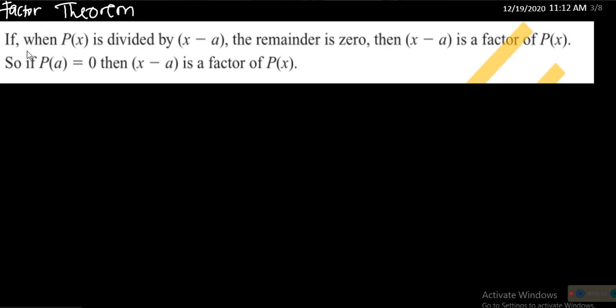The factor theorem states that if when p of x is divided by x minus a, the remainder is 0, then x minus a is a factor of p of x. So if p of a equals 0, then x minus a is a factor of p of x, right? That is what it says. It's just a form of the remainder theorem.